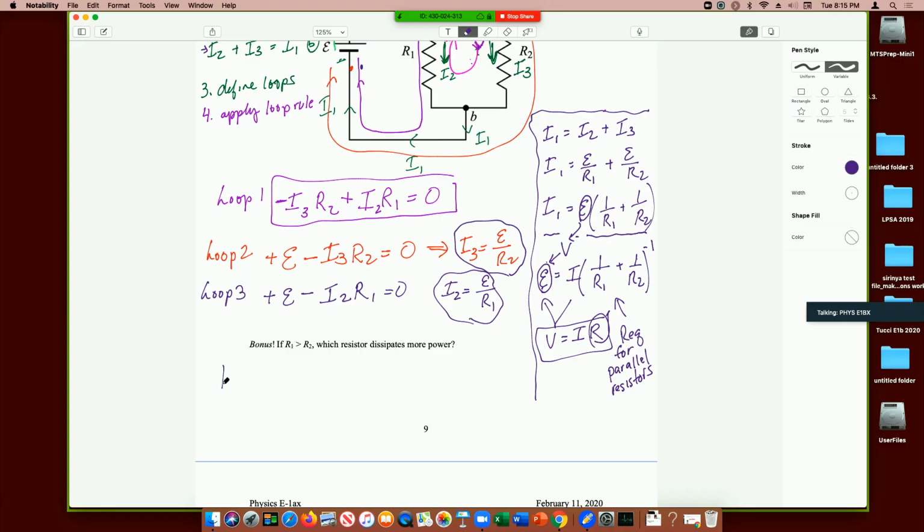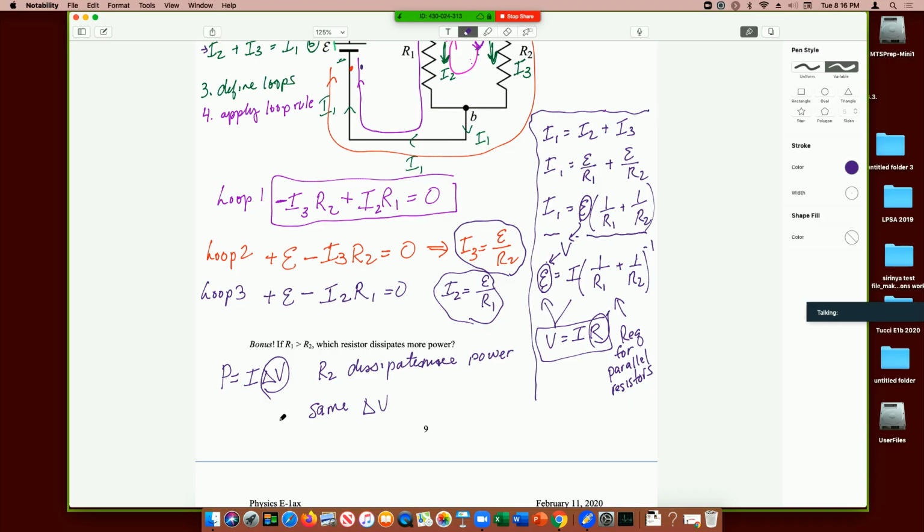We know that power equals I times delta V. R2 dissipates more power because it has more current. And remember, it's the same delta V. So if this is the same for both resistors, and we have more current going through R2, then that has to dissipate more power.